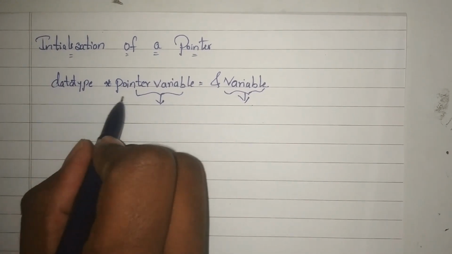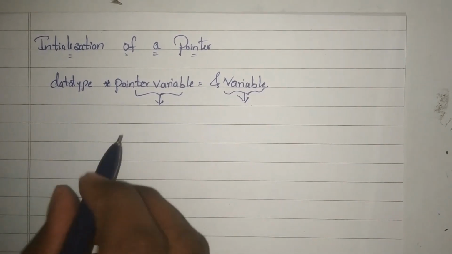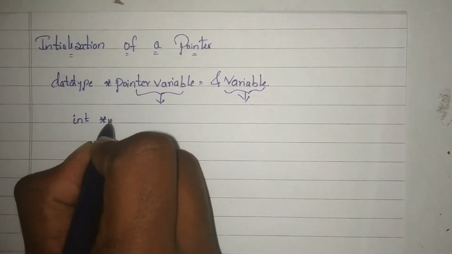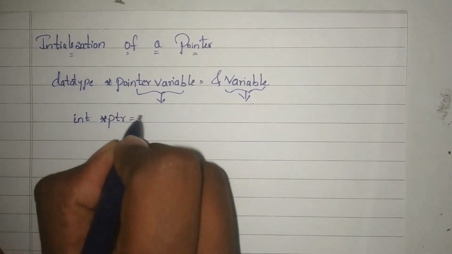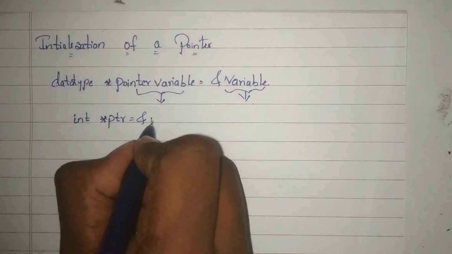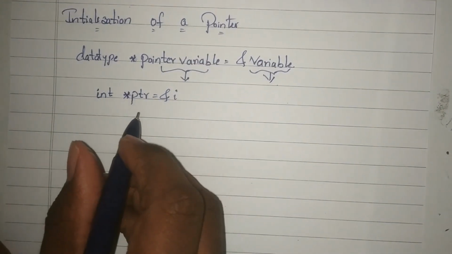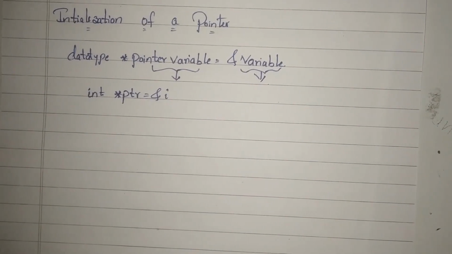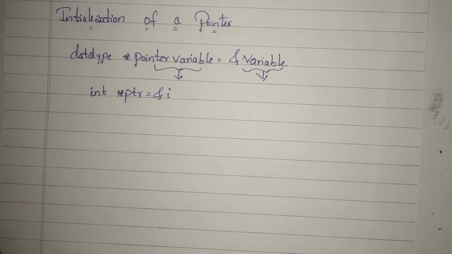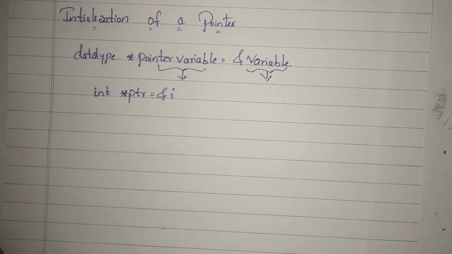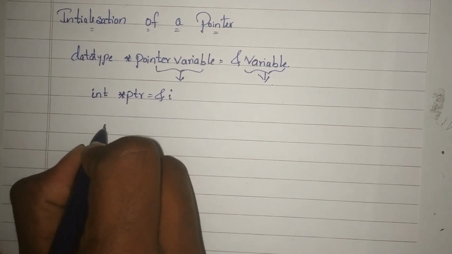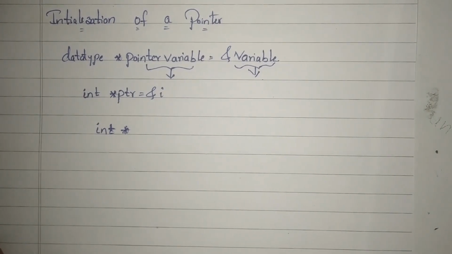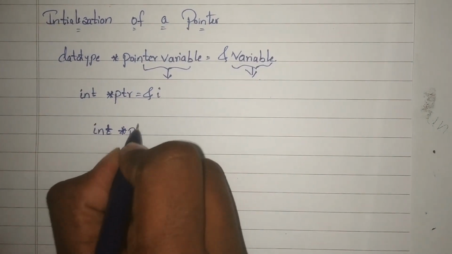We can declare it explicitly also. Let me see one example of how exactly it works. That is int star, let me take the pointer variable as ptr, that is equals to ampersand, let me consider the variable as I. Let me see one small example. Before initialization we need to declare a pointer. We already know the general syntax for the declaration of a pointer, that is data type. Let me consider the data type as int star. Next one is the pointer variable. Let me consider the pointer variable as ptr.